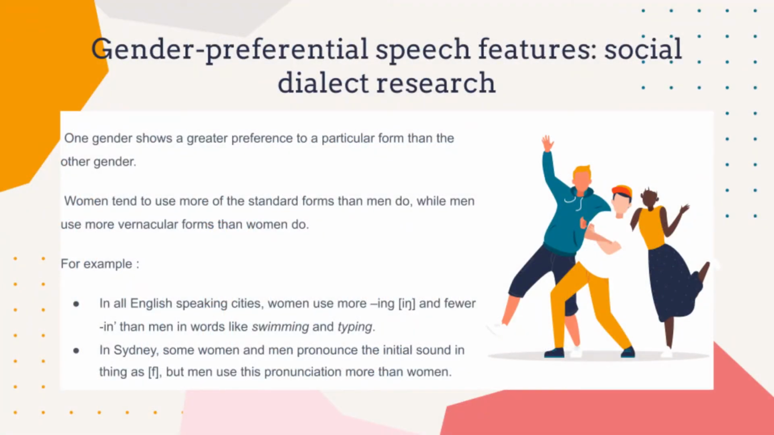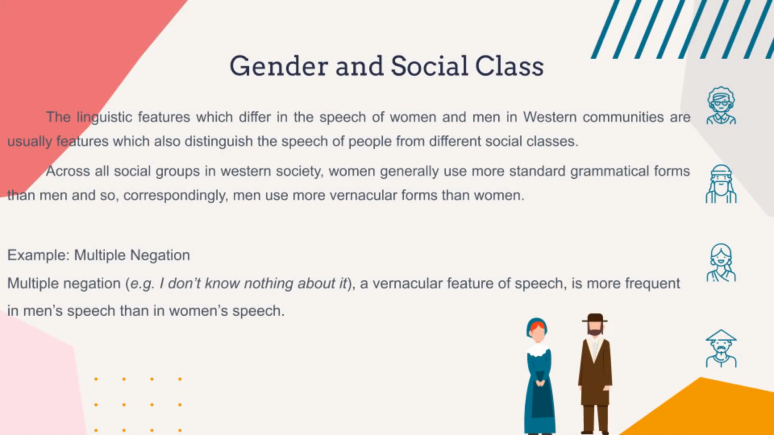Gender preferential speech features, social dialect research. One gender shows a greater preference for a particular form than the other gender. Women tend to use more of the standard form than men do, while men use more vernacular forms than women do. For example, in all English-speaking cities, women use more -ing and fewer -in' than men in words like swimming and typing. In Sydney, some women and men pronounce the initial sound in things as F, but men use this pronunciation more than women.